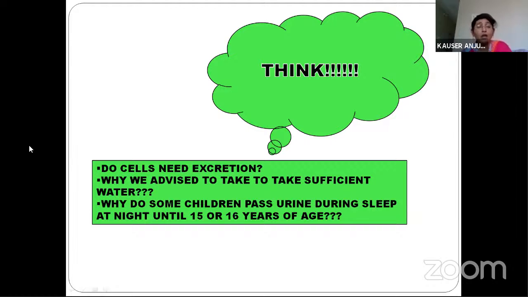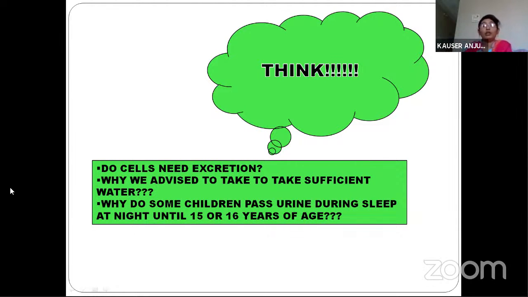Otherwise, those waste materials will turn to toxins, and further it is a threat to the life of the cell. Next, the second question is, why do we advise to take sufficient quantity of water? Mostly our elders and your teachers tell you to take sufficient quantities of water. You should not take less water, you should take more water. When we take more water, all the waste materials and excess salts get dissolved in the water, and can be easily released out of the body.